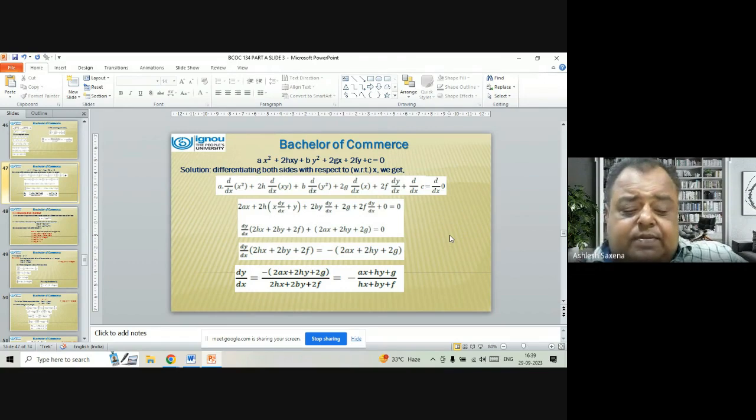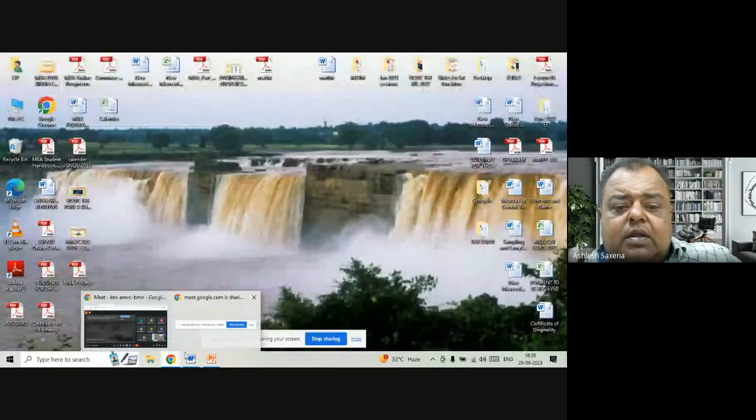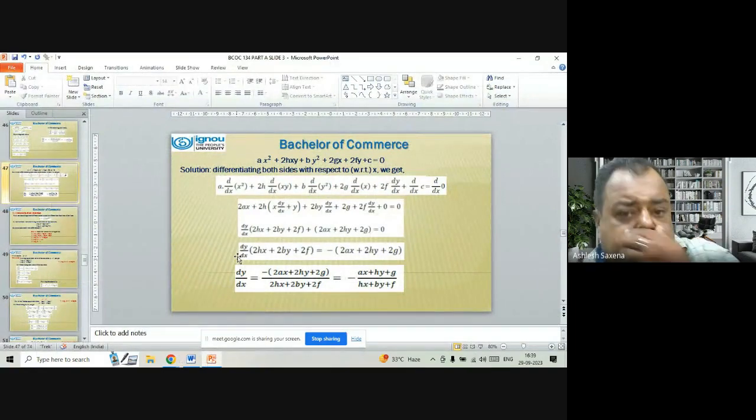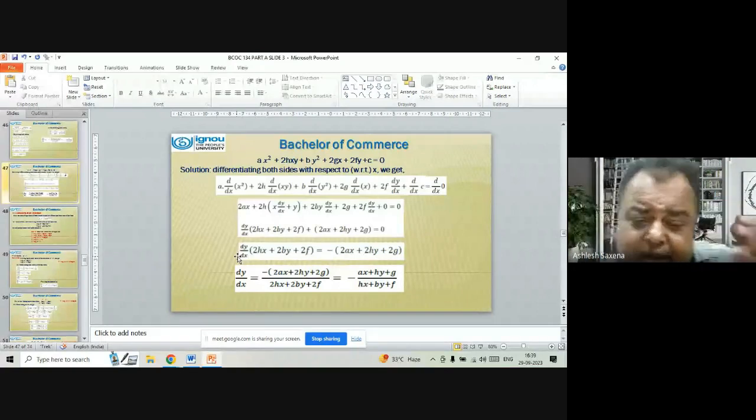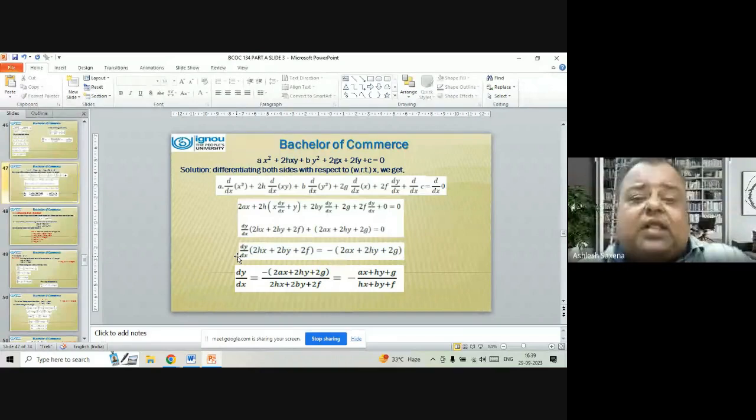Second one is ax square plus 2hx plus 2hxy plus by square plus 2gx plus 2fy plus c. Now, x and y together. And this is a composite form of function. We have to differentiate.